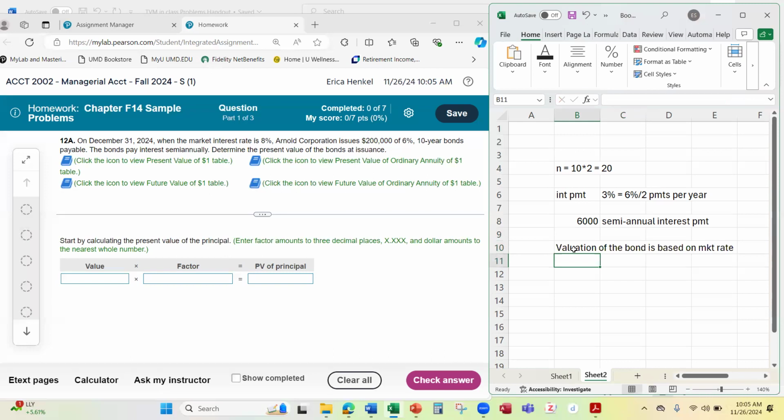And by shifting the initial cost of the bond upwards or downwards from its issuance value, the market kind of controls how much return that people will get on those bonds.